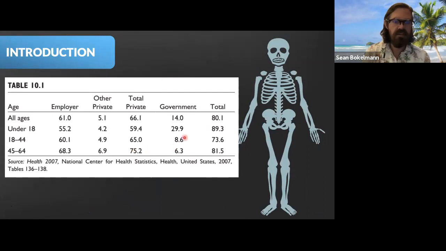There we go. You can see that there's a large percentage of people under 18 that are covered by government insurance, and a large fraction of that is probably coming from the SCHIP program, right? The Children's Supplemental Health Insurance Program.